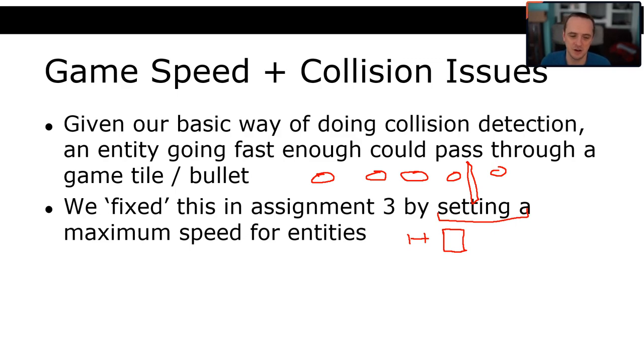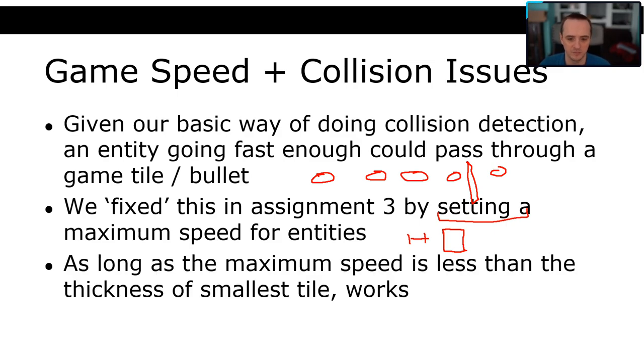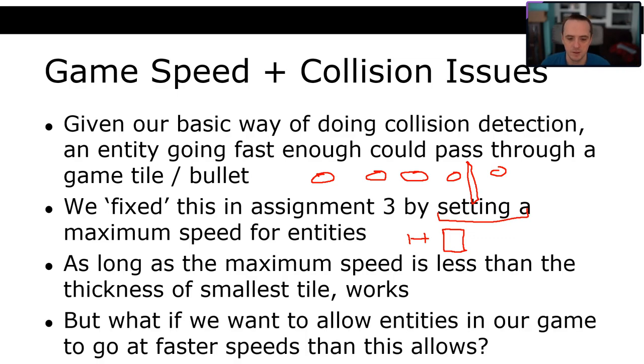A lot of people do this sort of hacky fix, but ideally we wouldn't have to do something like that. As long as the maximum speed is less than the thickness of the smallest tile, that works. It just works. So we could just do that. But what if we wanted to allow our entities to go way faster? So if we have a bullet that's super fast, or a homing missile that has the catch, I don't know.